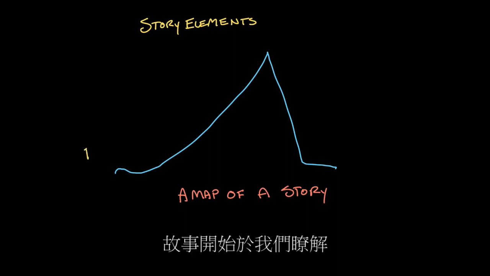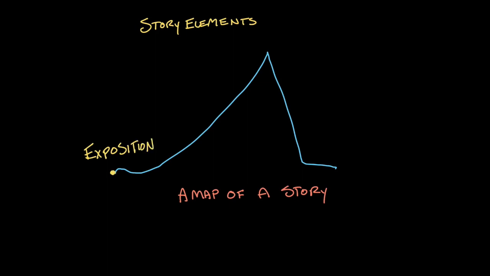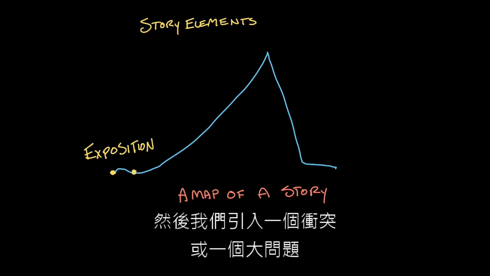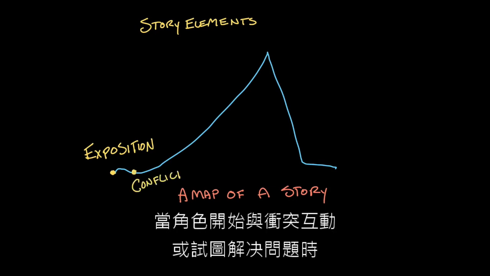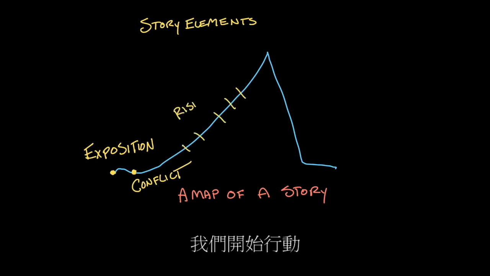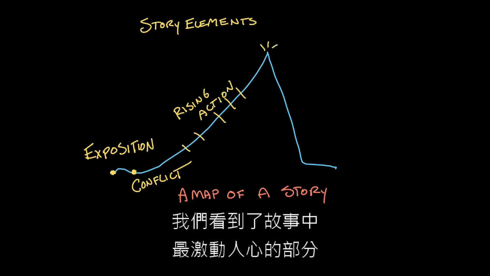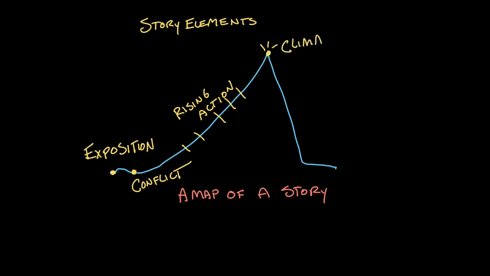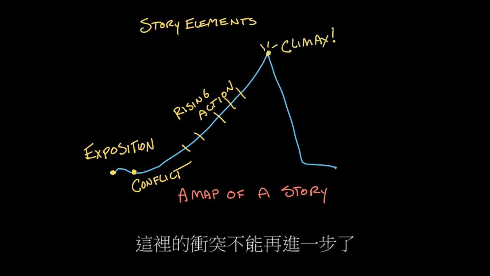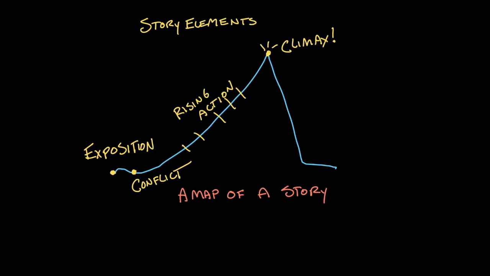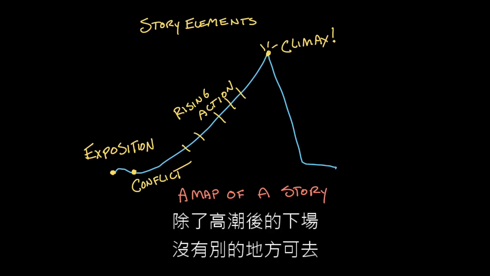The story begins with exposition, where we learn about the characters and the setting. Then we introduce a conflict, or a big problem. As the characters begin to interact with the conflict or try to solve the problem, we enter rising action, this upward slope of the story mountain. When the conflict comes to a head, we hit the most exciting part of the story, the climax. Here, the conflict can't go any further. We're at the top of the mountain. There's nowhere else to go except down.